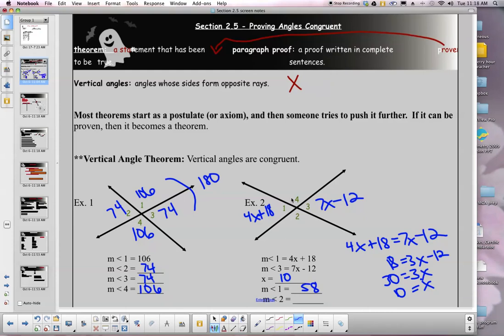And now the next question is, what's the measure of angle 2? Well, I know that 1 is 58. That makes 3 58, because they're vertical angles. And then that leaves 2 and 4. Remember that these form straight lines, so they add up to 180 degrees. So you're going to take 180 minus the 58. And what is that going to give you? That's going to give you 122. So angles 2 and 4 then would be 122.